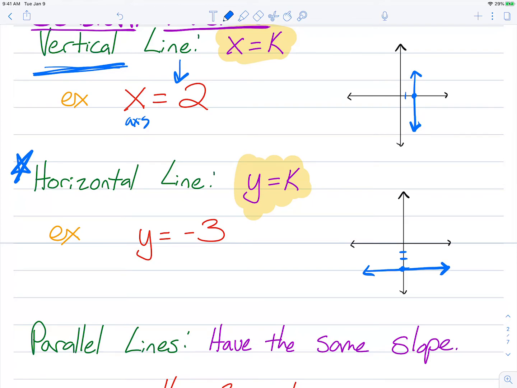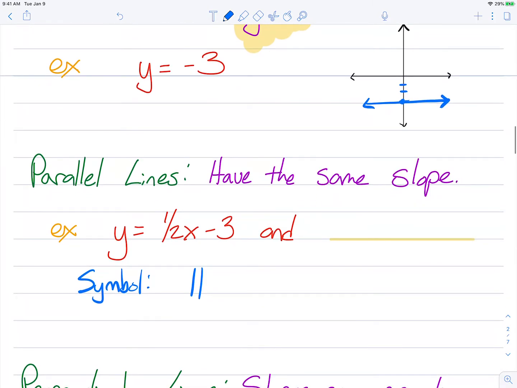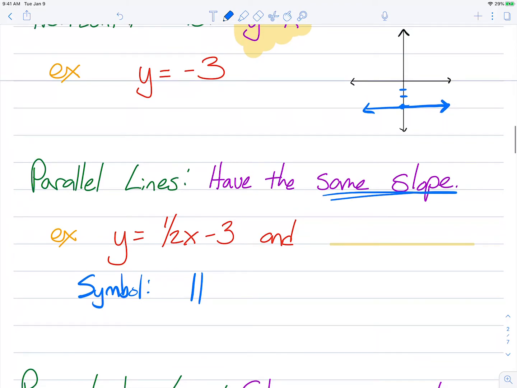Now, if you have two lines, and you know that they're parallel, which means they're running in the same direction and they never cross, you know that those two lines have the same slope. So parallel lines always have the same slope. So let's just say I wanted to write an equation that is parallel to y equals 1/2 x minus 3. I first have to identify the slope. So the slope for this is 1/2.